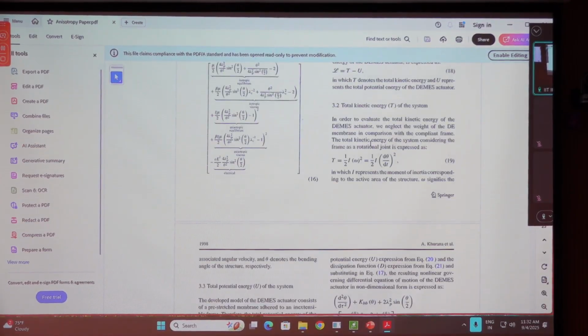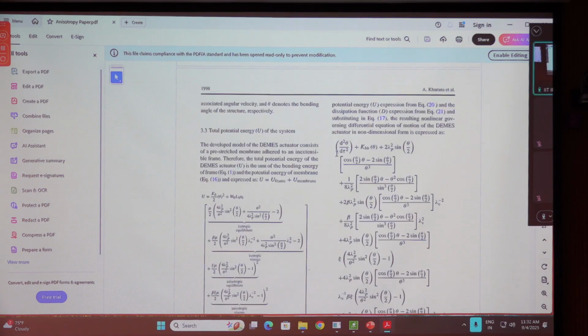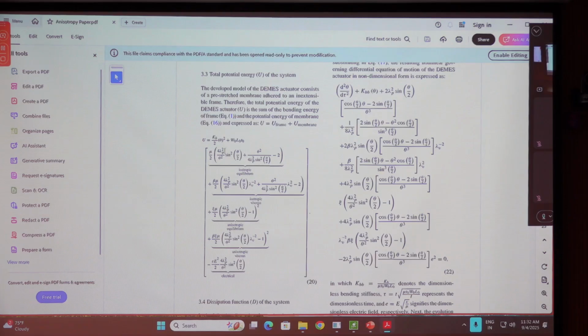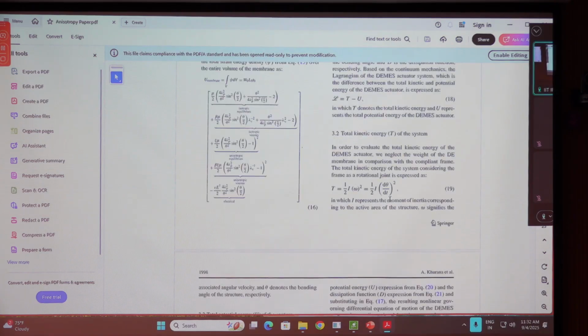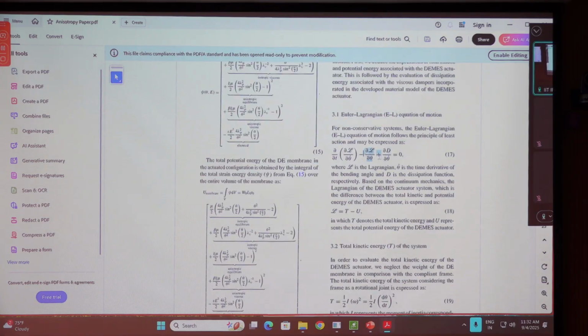It is half I omega squared. There is one assumption I have already told you: the mass of the membrane is negligible in comparison to the mass of the frame we have considered. Now we have implemented the simple Euler-Lagrange equation of motion. By putting the Lagrangian to be the difference of kinetic and potential energy, we get this equation. This is the total potential energy, this is the total kinetic energy. The Lagrangian is T minus U, and after putting this expression in this equation, D is the Rayleigh dissipation function.